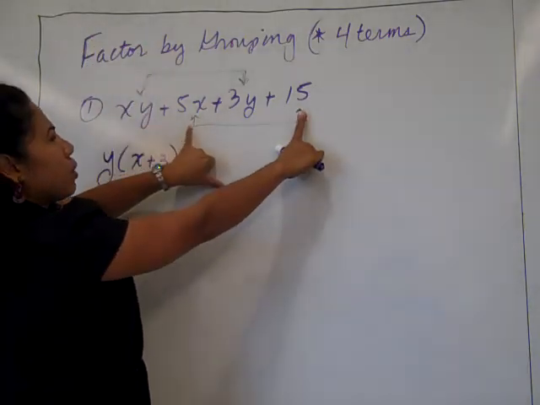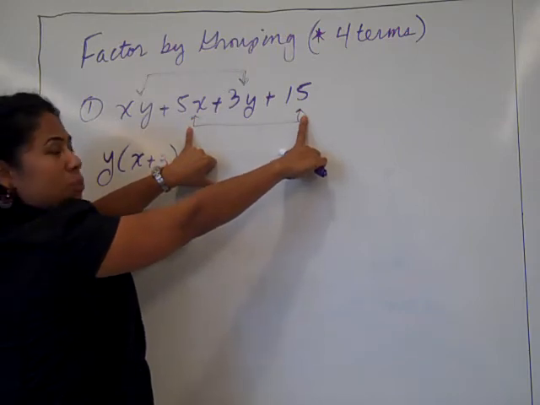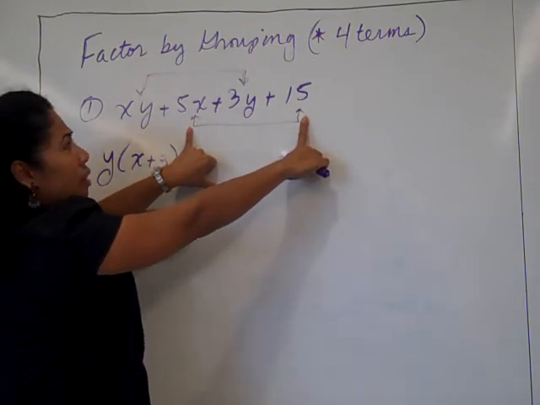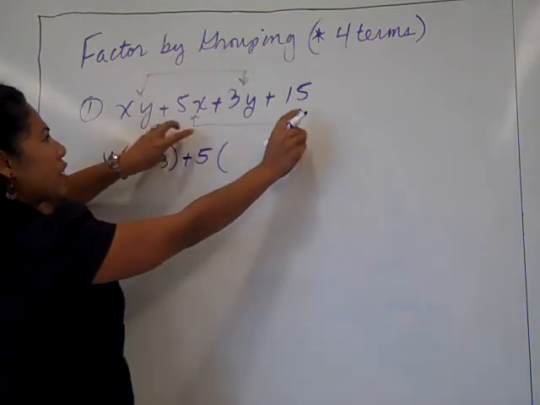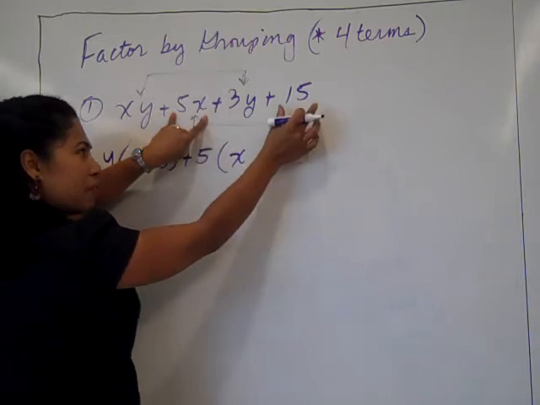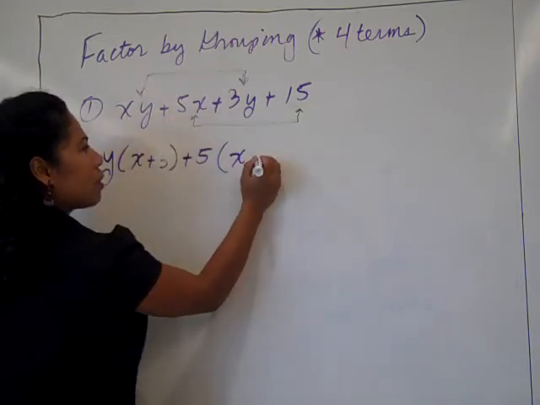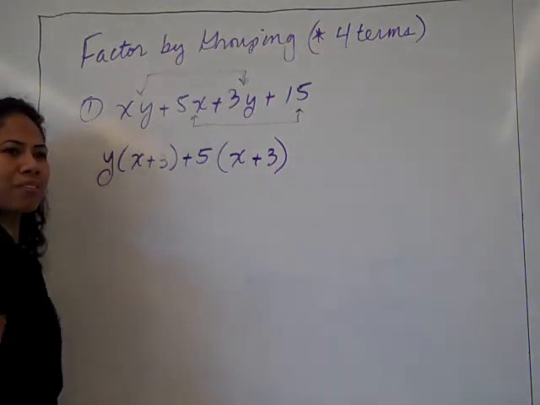Now let's look at these two. I have 5x plus 15. What is my GCF? 5. Plus 5? Let's factor plus 5 out. If I factor plus 5 out of here, what do I have left? x plus 3. If I factor 5 out of here, what do I have left? 3.